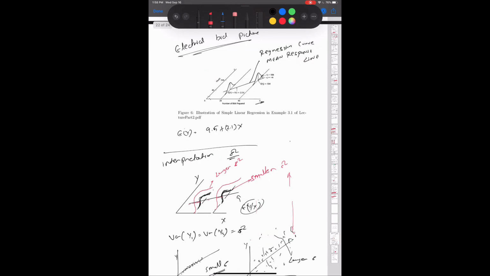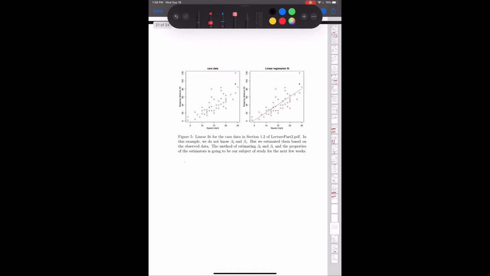So this is the interpretation, and let's look at the car data set that we saw before. In the car data set, we observed this scatter plot, and in the next lecture, it should be lecture 3 here, we'll see how we can fit a regression line. You don't know the regression line, but you can fit one, and that's how, based on the data, you can compute or estimate beta 0 and beta 1.